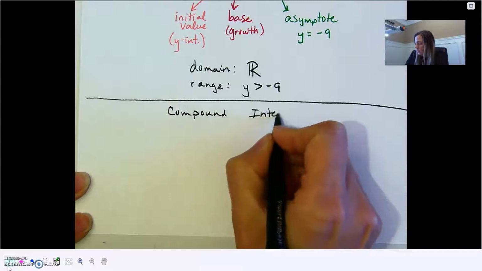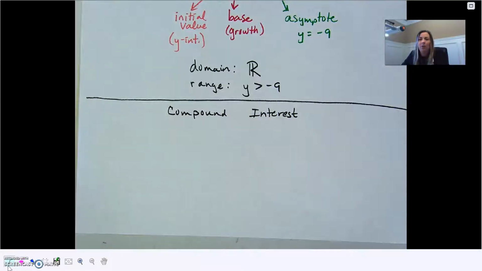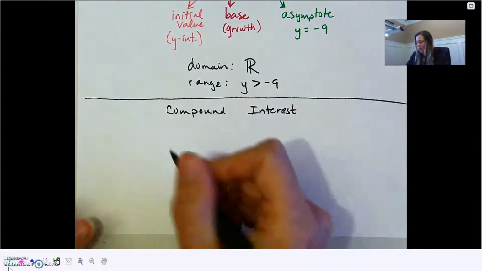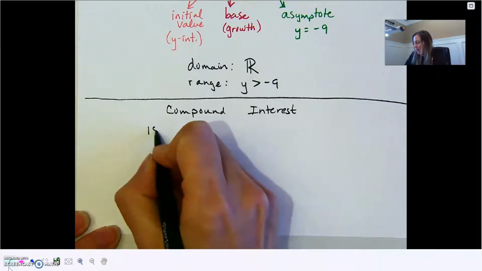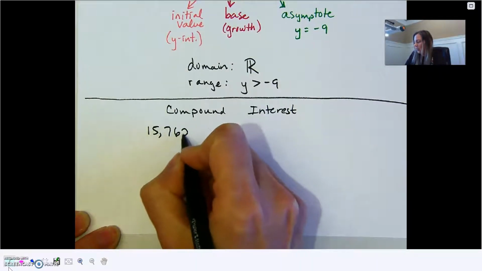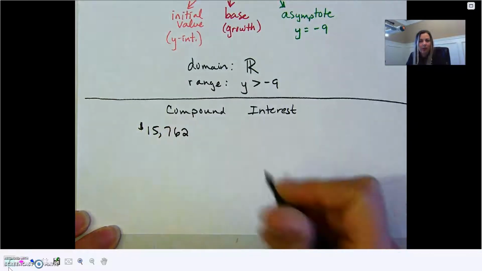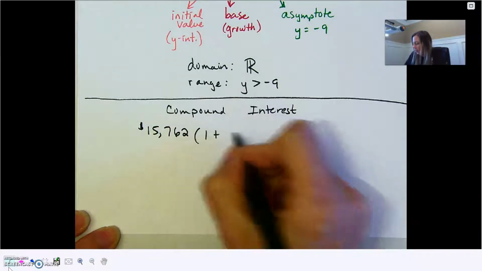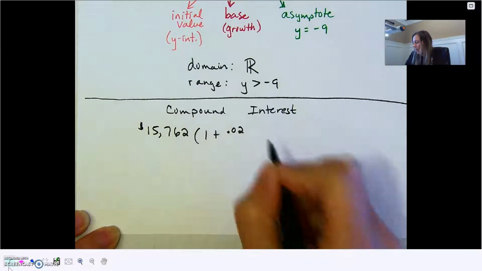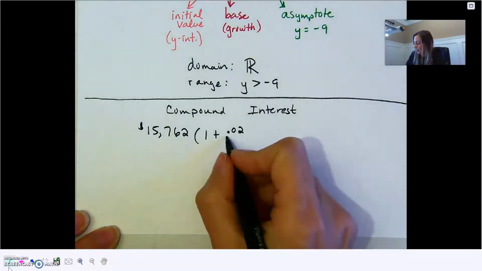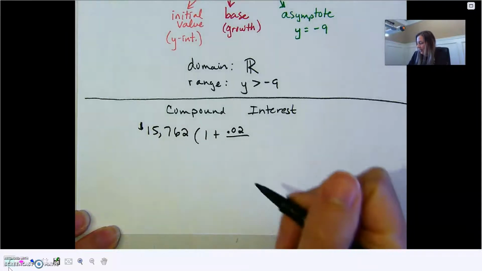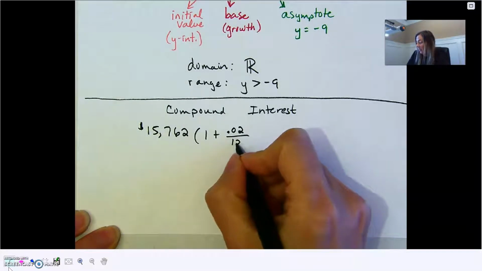Compound interest. They use these equations when you're doing investments at the bank, or when you're taking out a credit card or a loan, or if you want to buy a car. So this is something you should really be familiar with. So let's say you are investing $15,762? Look at you. Nice investment. We're investing it into an account that has an interest rate of 2%. And we compound it, let's say, monthly.